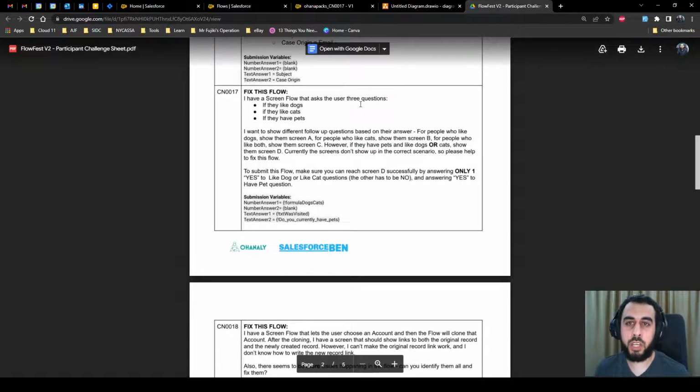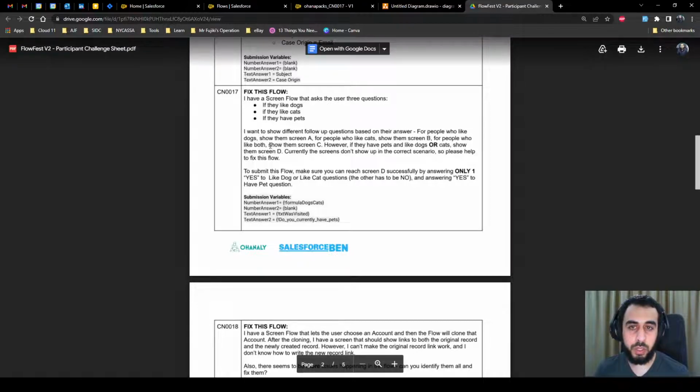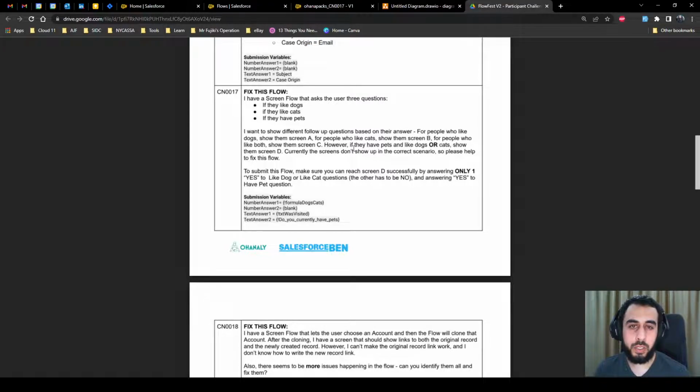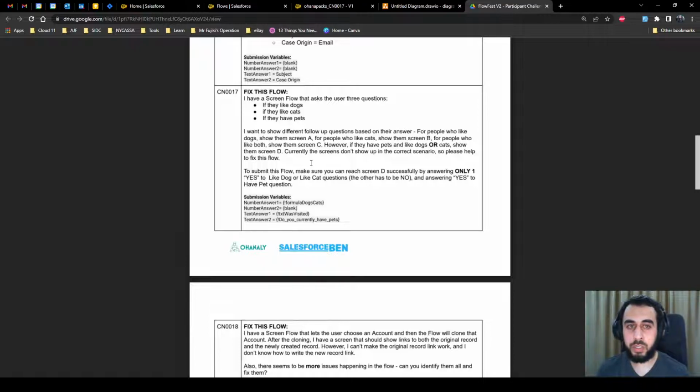Fix this flow first. So I have a screen flow that asks the user 3 questions: if they like dogs, if they like cats, if they have pets. I want to show different follow-up questions based on their answer. For people who like dogs, show them screen A. For people who like cats, show them screen B. And for people who like both, show them screen C. However, if they have pets and like dogs or cats, show them screen D. Currently, the screens don't show up in the correct scenario, so please help to fix this.